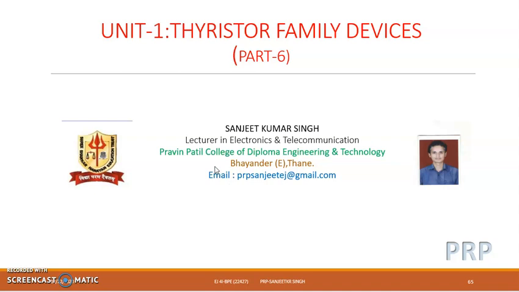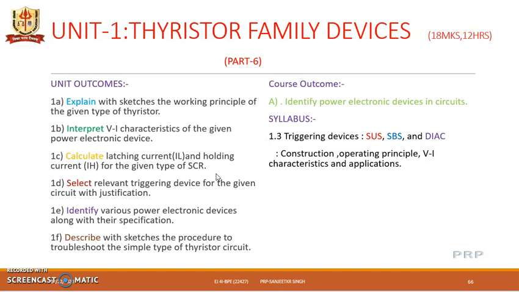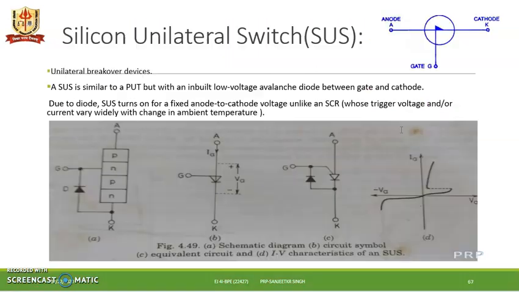and Technology, Bandar. So this is our sixth presentation on Thyristor family devices, where we were discussing the triggering devices. In the earlier presentation, we have seen the UJT and PUT. Now here we have the other three: SUS, SBS and DIAC. With respect to construction, operating principle, VI characteristics and applications, we'll see the three topics. The course outcome is to identify power electronic devices in circuits.